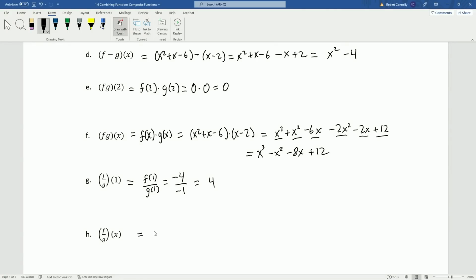Now, f divided by g of x is f of x divided by g of x, which is just x squared plus x minus 6 divided by x minus 2, provided that x is not equal to 2.